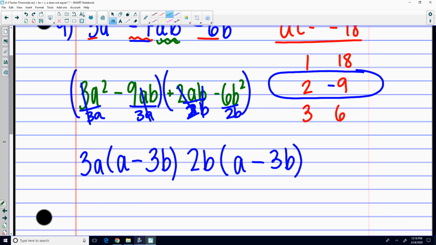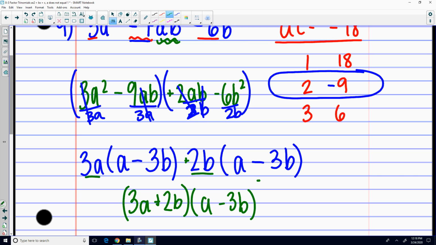Perfect, that's exactly what I wanted. Rewrite it. 3A, because this is positive 2B, it would be plus 2B. And then I write the parentheses that I have that match, A minus 3B. All right, that's all the practice problems.